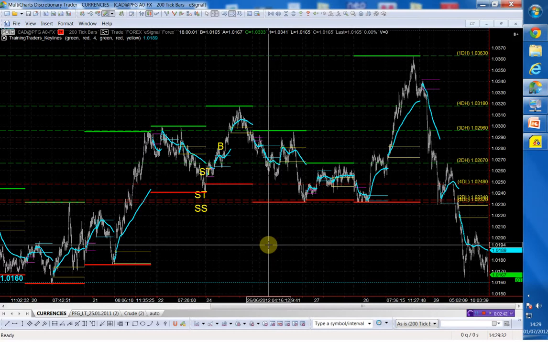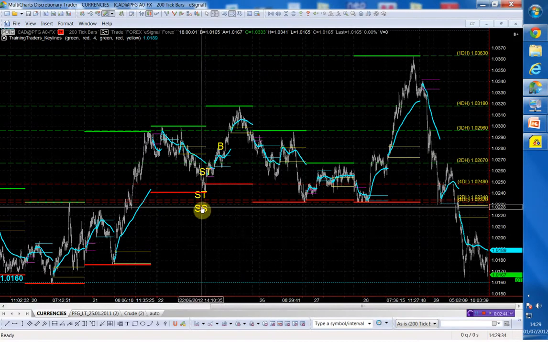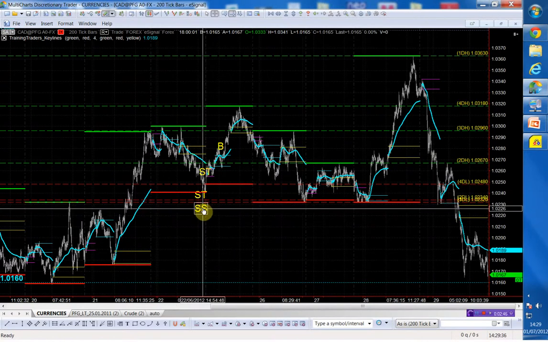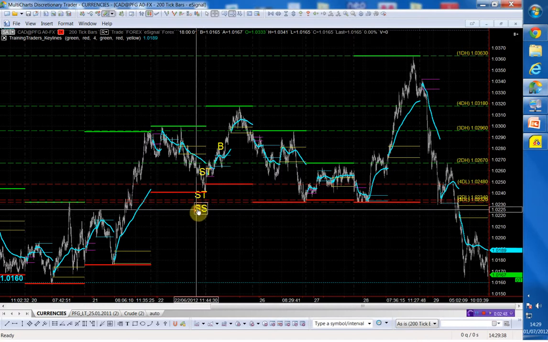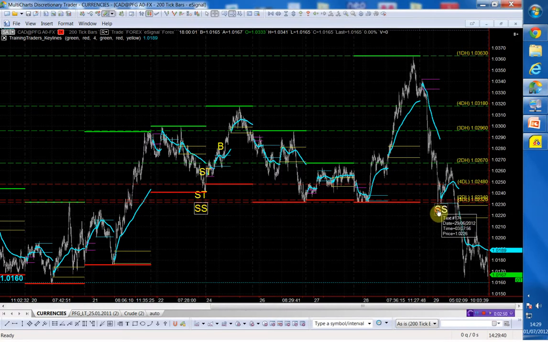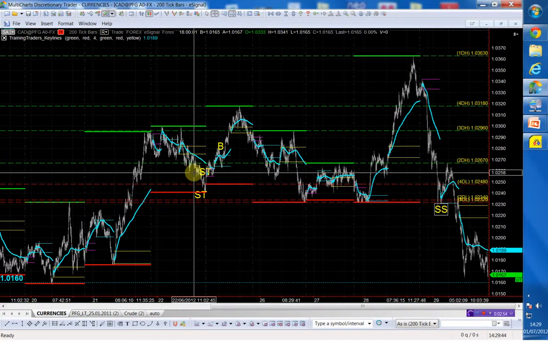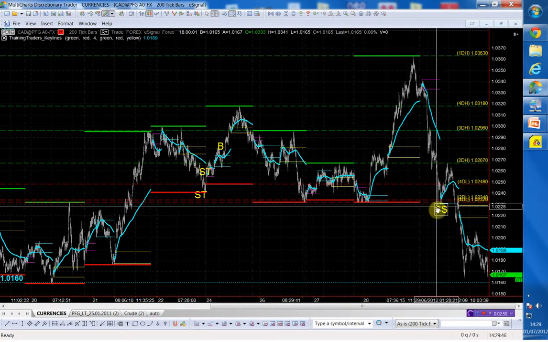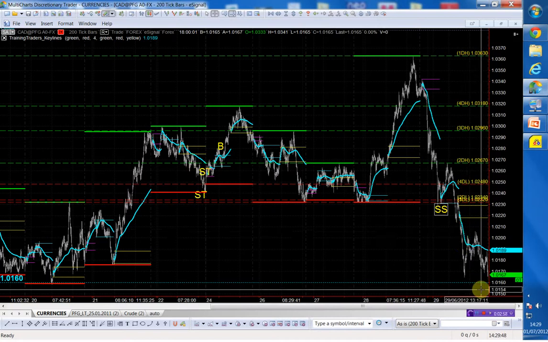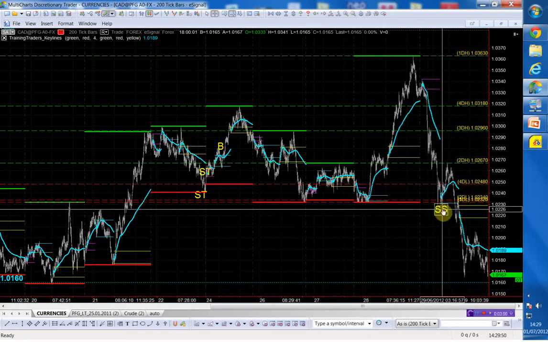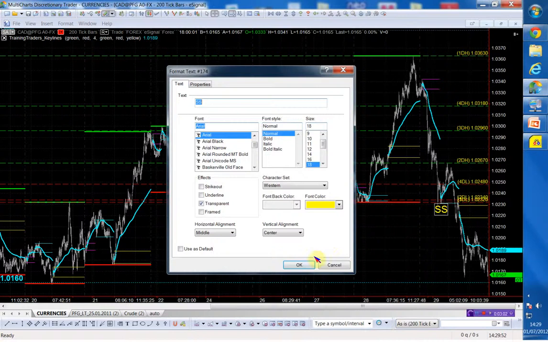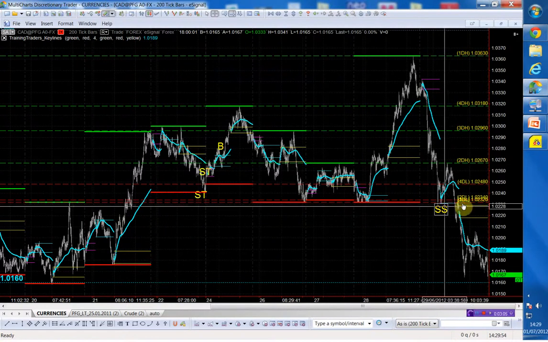As you can see from last week, this was our selling point. SS means short, and this was the trade. So you would have shorted it. This was what they did the last trade planning session. So you shorted it from here. You got a very nice move right there. So this selling point now becomes our buying point.